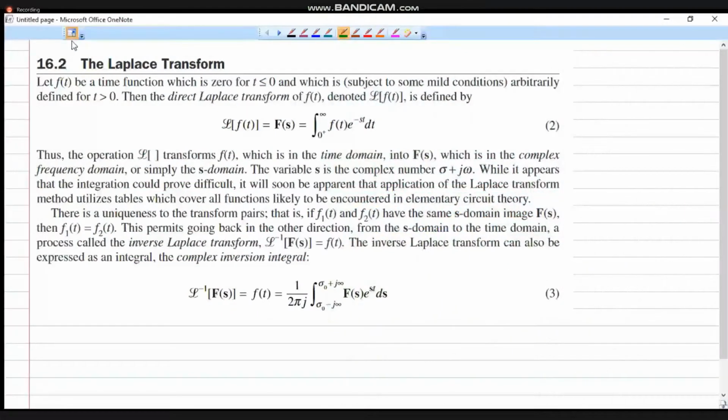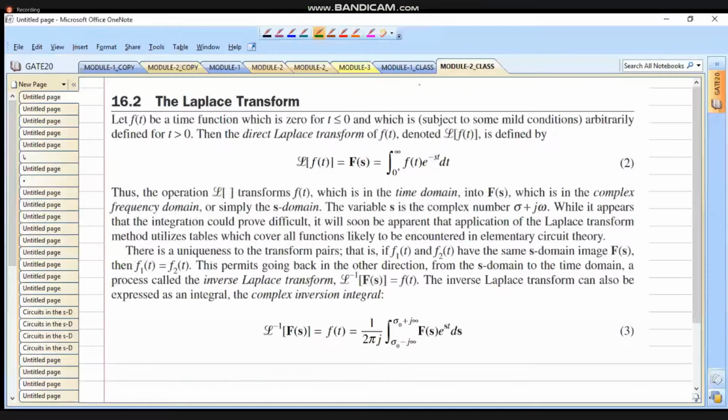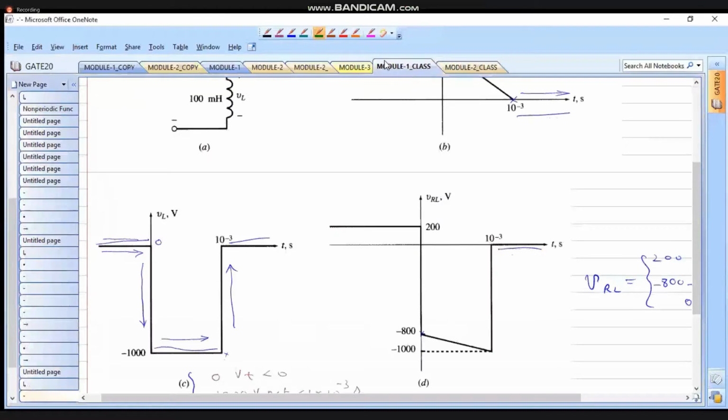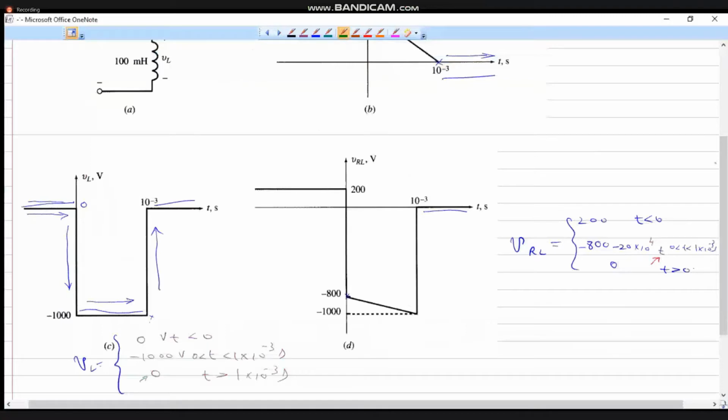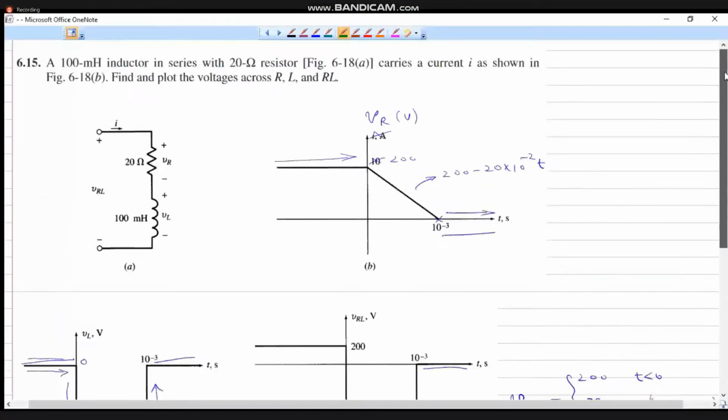Before I start on today's topic, I want to tell you one correction in the last numerical problem that we did. Actually, it's what you call a copying mistake here.